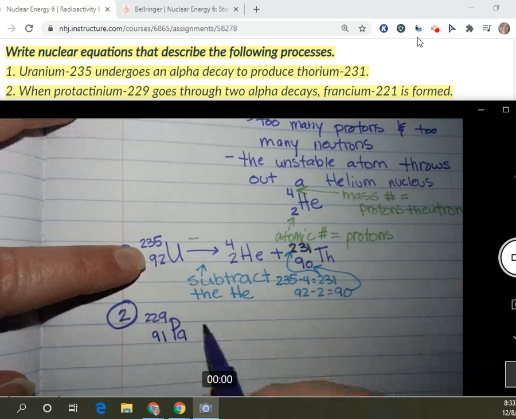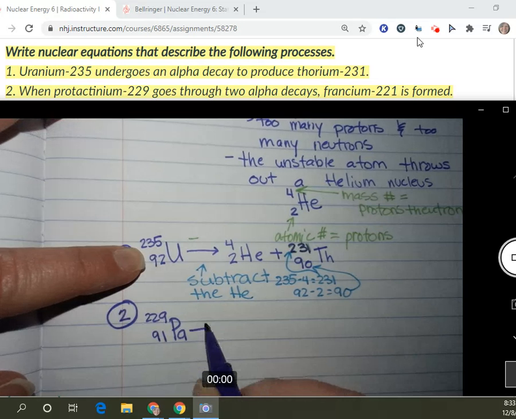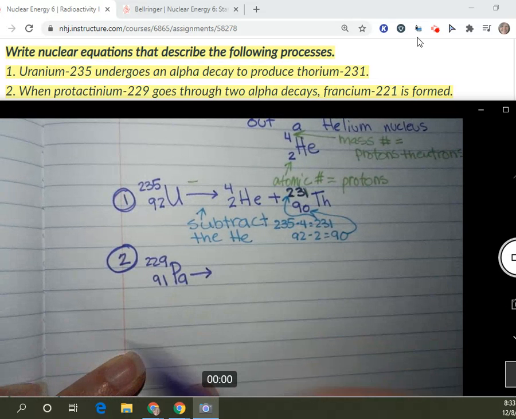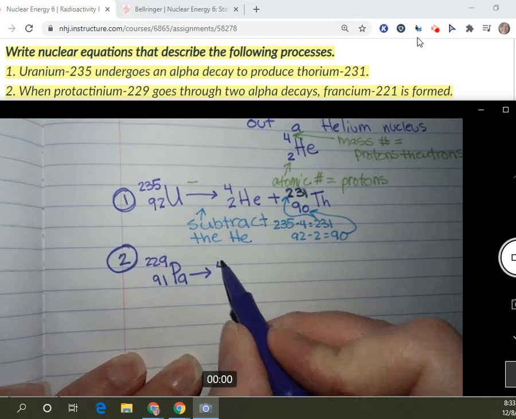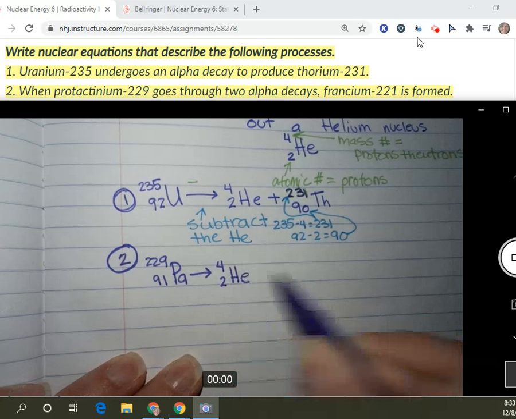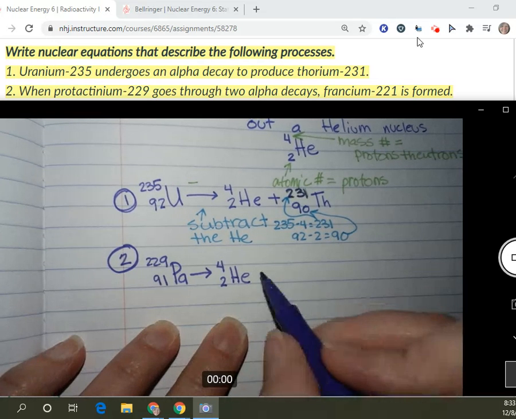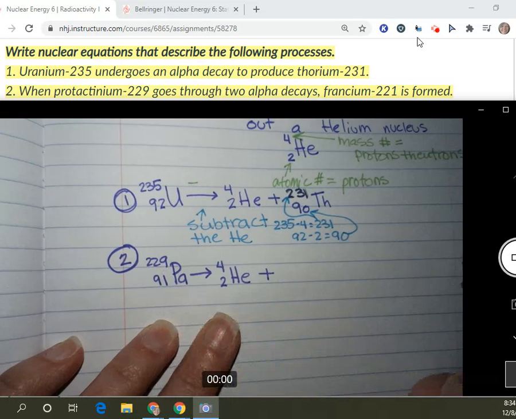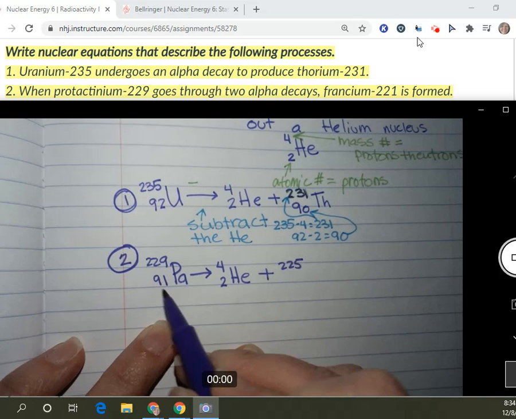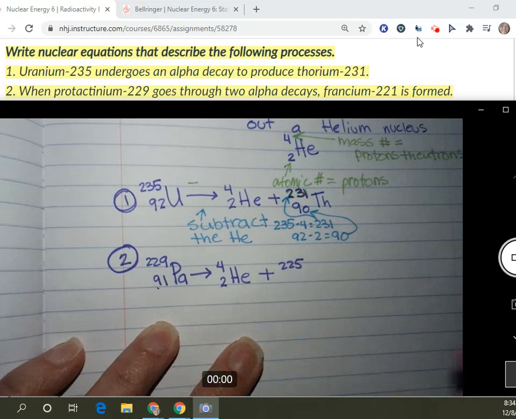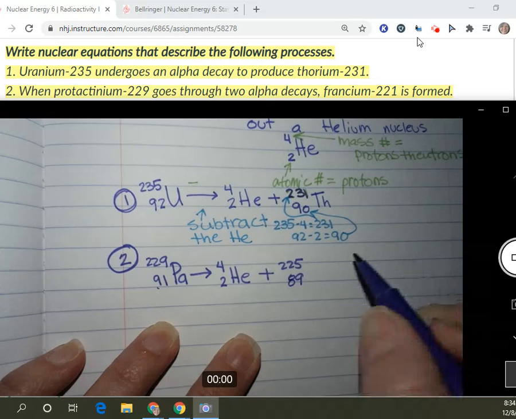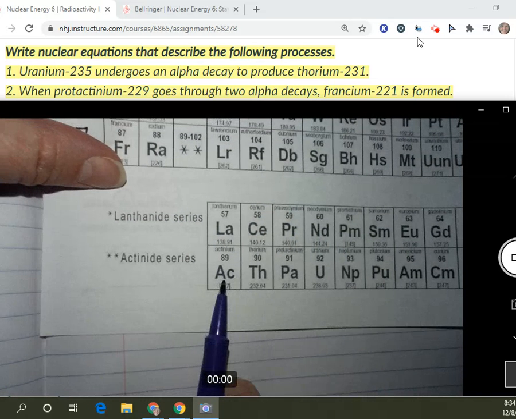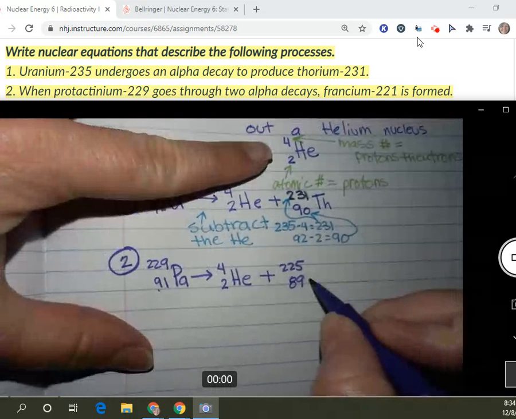Now it says 2 alpha decays. So we can do this one of 2 ways. We can either go through it twice, which is the easiest way, or we can subtract it all at one time. So let's do it the easiest way. And that is really the way it might happen. So what am I going to get? What's 229 minus 4? Right? What's 91 minus 2? 89. So this math isn't difficult math. It's just you have to know what to do with it. And so number 89 is actinium. So that's an Ac.